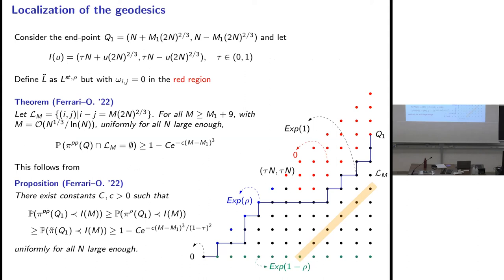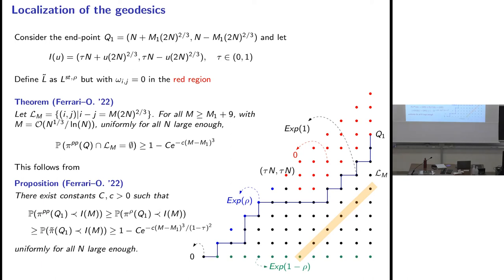But here we have two problems. The first one is that it is not clear how to couple the point-to-point and the stationary models because of the problem with the randomness on the diagonal. And then we also lack another key input in the proof in full space: the tail estimates on the distribution of the point-to-point and the stationary LPP, which we don't have in this case because the point-to-point process is not defined for all ending points. So we have to consider different models.